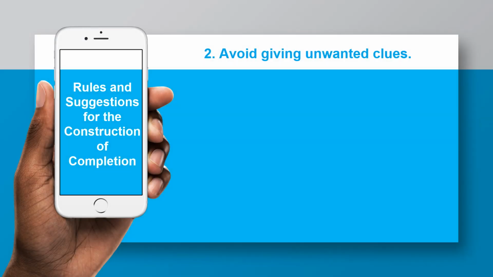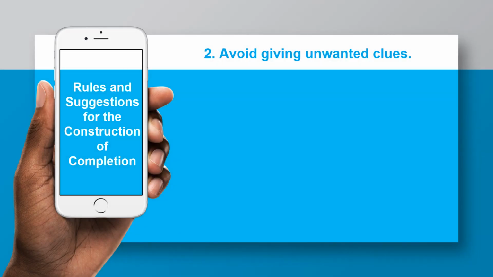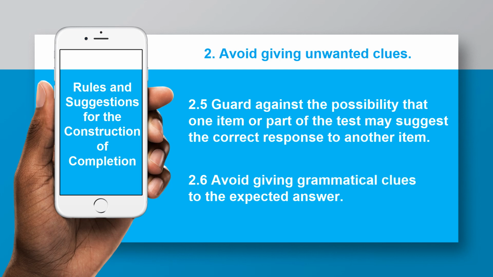Sub-rule number 4: do not indicate the expected answer by varying the length of blanks or by using a dot for each letter in the correct word. 5. Guard against the possibility that one item or part of the test may suggest the correct response to another item. 6. Avoid giving grammatical clues to the expected answer.